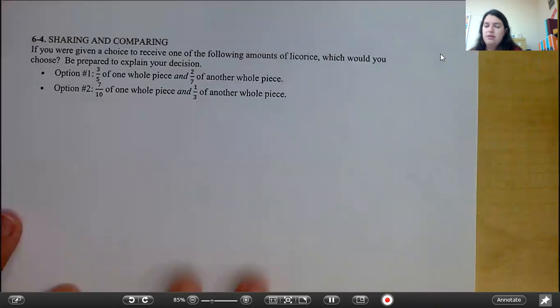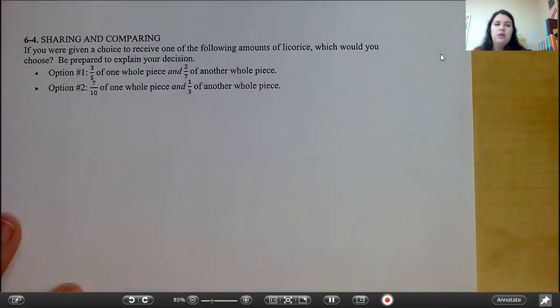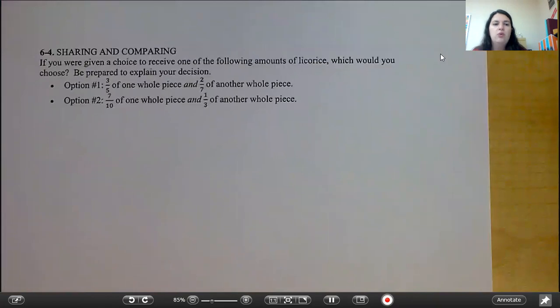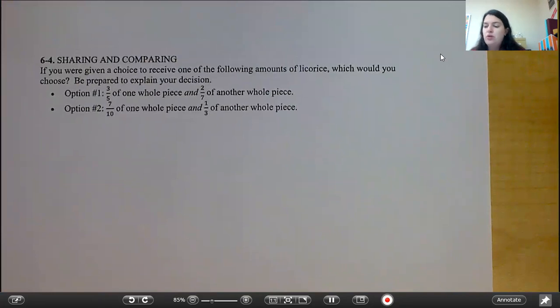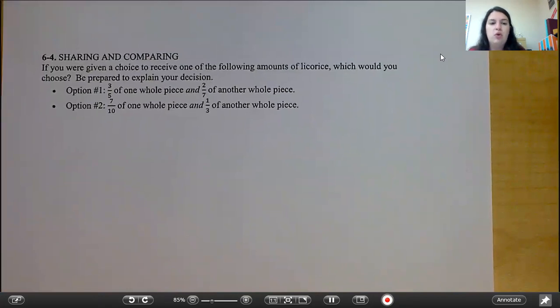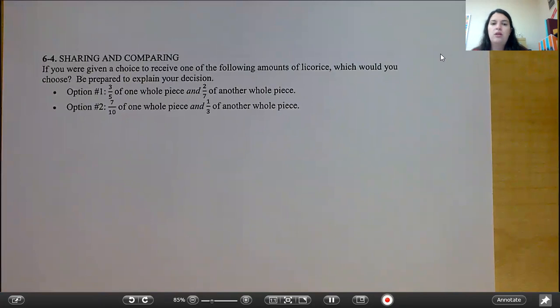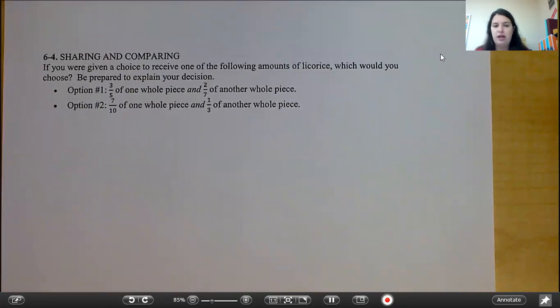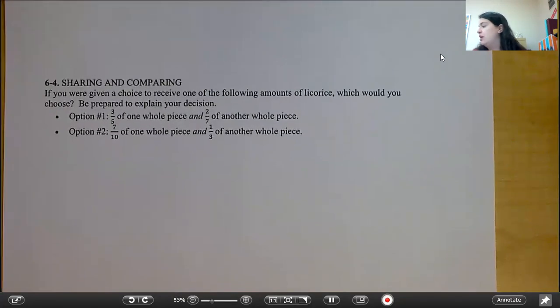Okay, 6-4 says sharing and comparing. If you are given a choice to receive one of the following amounts of licorice, which would you choose? Be prepared to explain your decision. Option 1, we have 3/5 of one whole piece and 2/7 of another whole piece. In option 2, we have 7/10 of one whole piece and 1/3 of another whole piece. So for option 1, if you were receiving 3/5 of a whole piece and 2/7 of a whole piece, what operation would you need to do to those two fractions to get how much licorice you have total? And then you would need to do it for option 1 and option 2. Again, go ahead and pause the video and answer this question now.